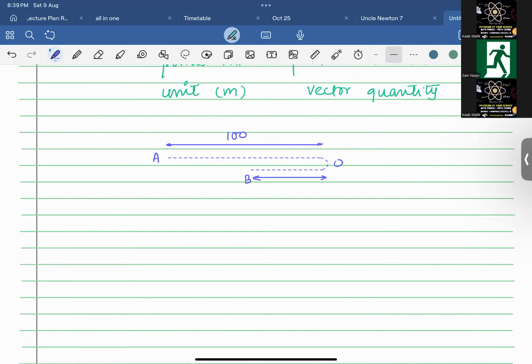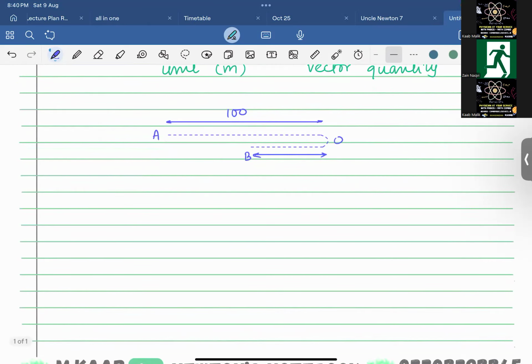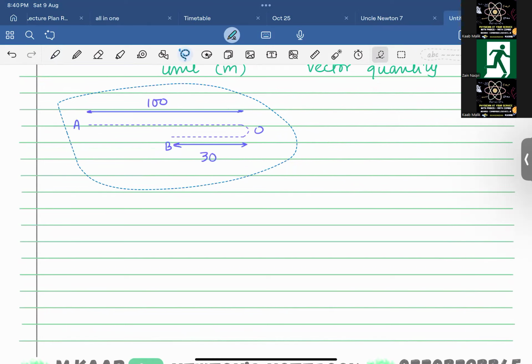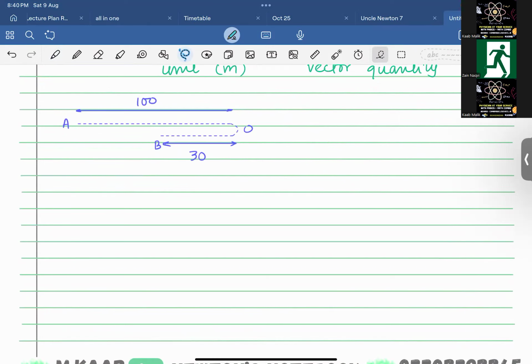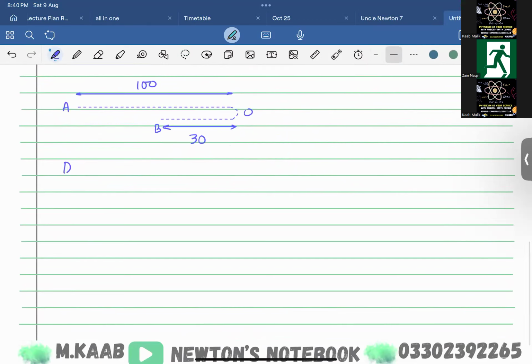Okay, let's say this is 30. The distance would be 130, and the displacement would be just 70. Good. So 130, and the displacement would be 70. But for the displacement, you require a certain direction.